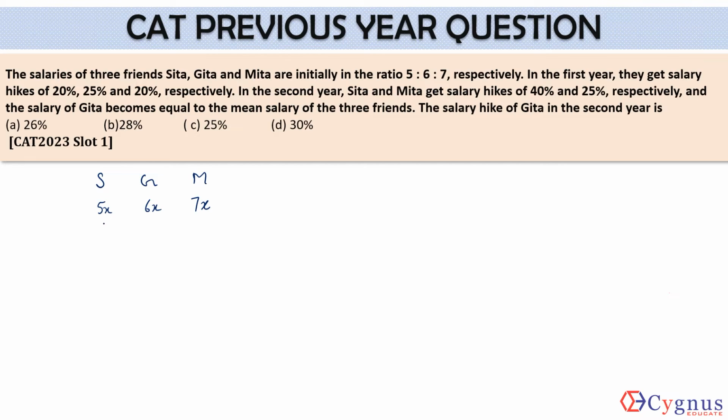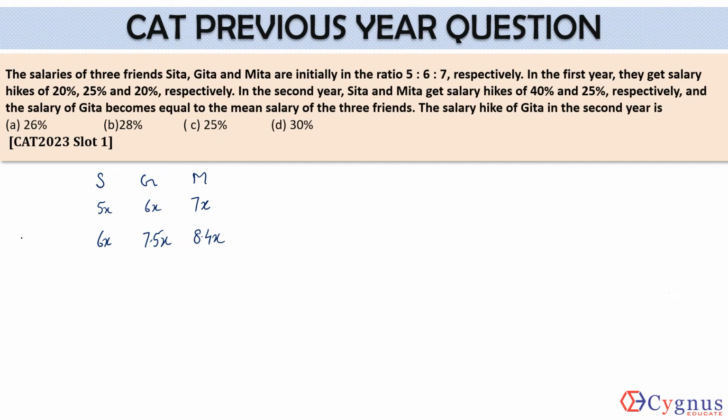So when you increase this 5x by 20%, what do you get here? 6x. 6x when increased by 25% will become 7.5x. And 7x when increased by 20% will give you 8.4x.